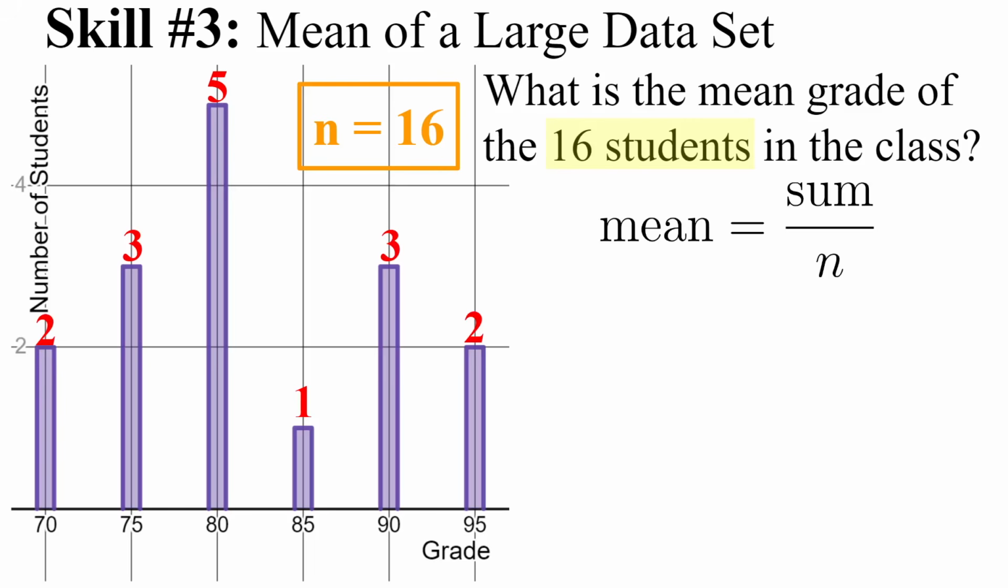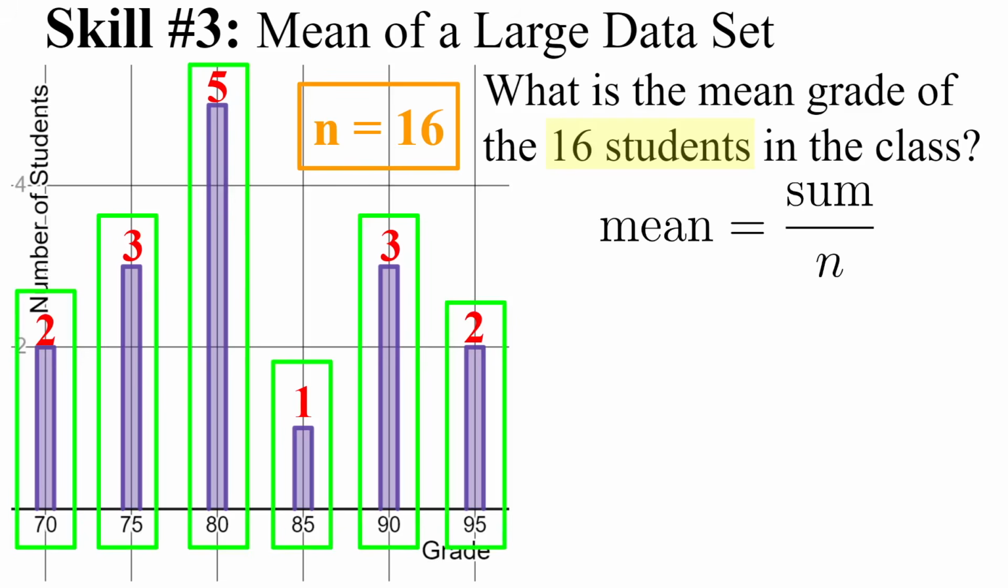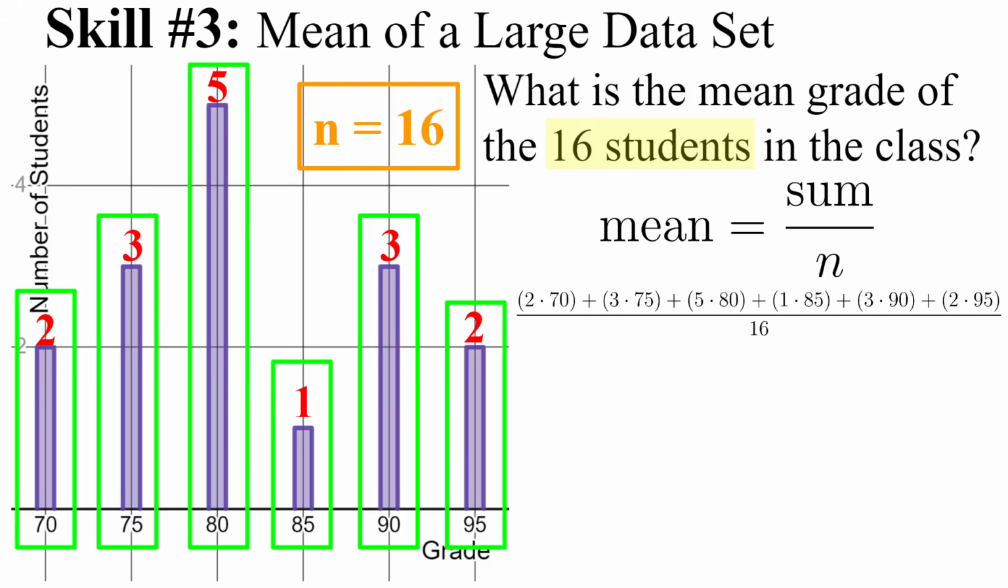The sum, this is the part that confuses everyone. What you're going to do is basically find the area of all these bars and add them up. So watch what I do. 2 times 70 plus 3 times 75 plus 5 times 80 plus 1 times 85 plus 3 times 90 plus 2 times 95. So that's what you type in for your sum.